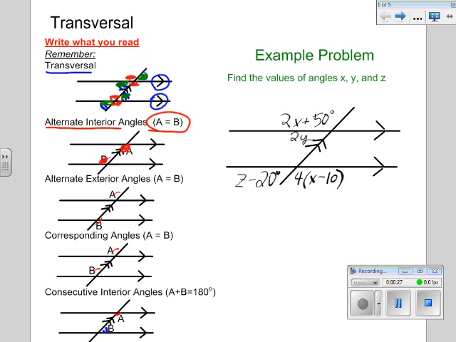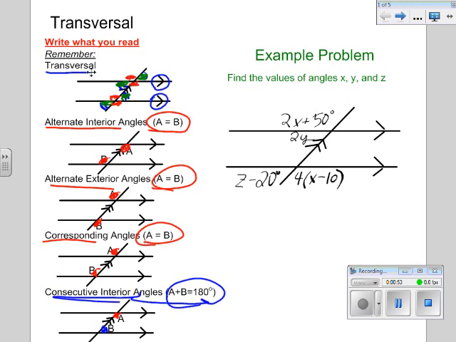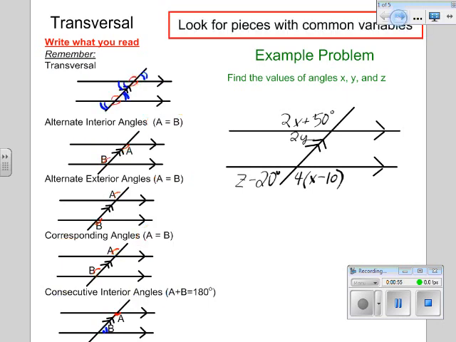Alternate interior angles say that the angles inside the middle, but on opposite sides, are equal. Alternate exterior angles are on the outside pieces, but on opposite sides, and those are equal. Corresponding means they're on the same side, but one's on the inside and one's on the outside, and those are equal. And consecutive interior angles are both on the inside on the same side, and they add up to 180 degrees. They're supplementary. Okay?